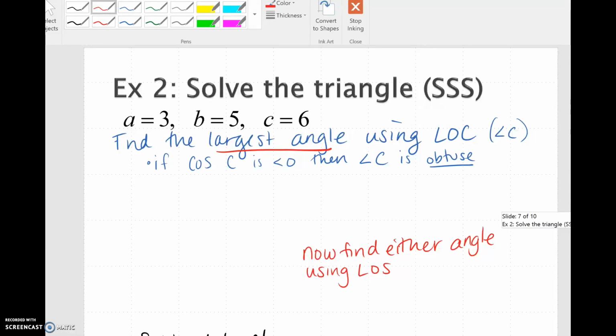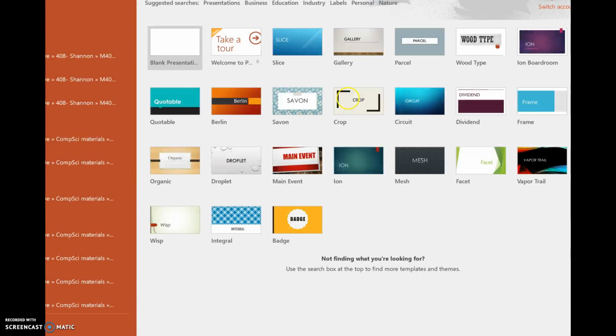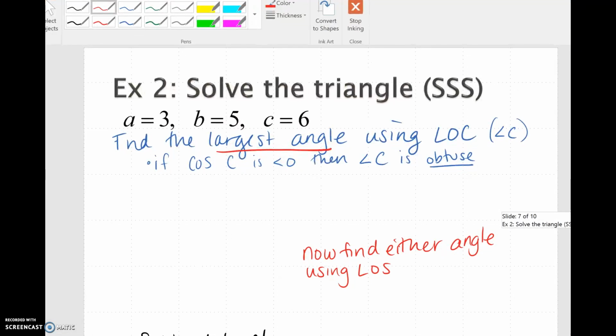Anyway, so we want to go ahead and find the largest angle. And the reason why this is so important is because recall that cosine inverse. Okay, again, I apologize. This video is spazzing on me. Okay, let's get down to business here.